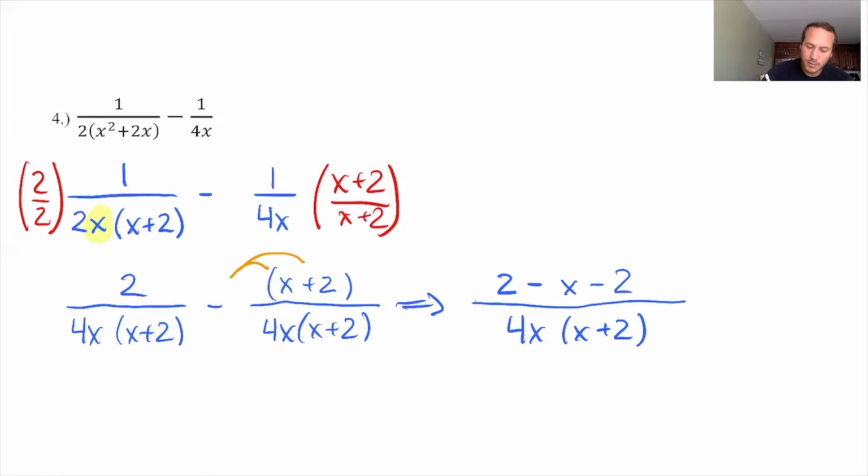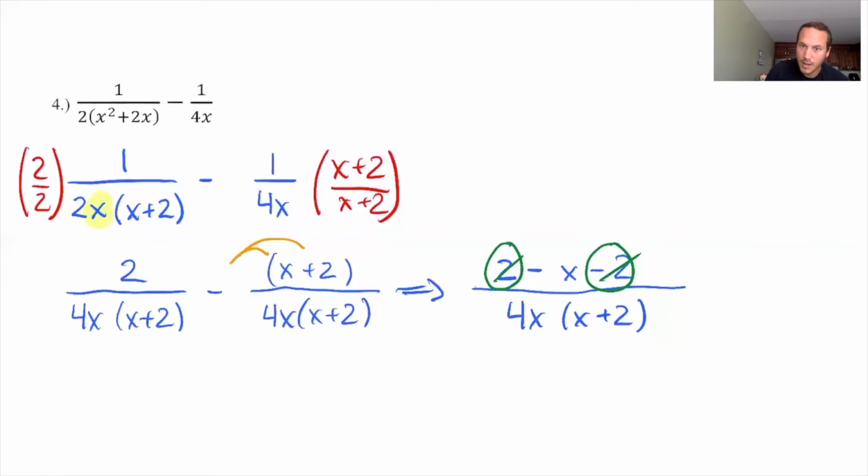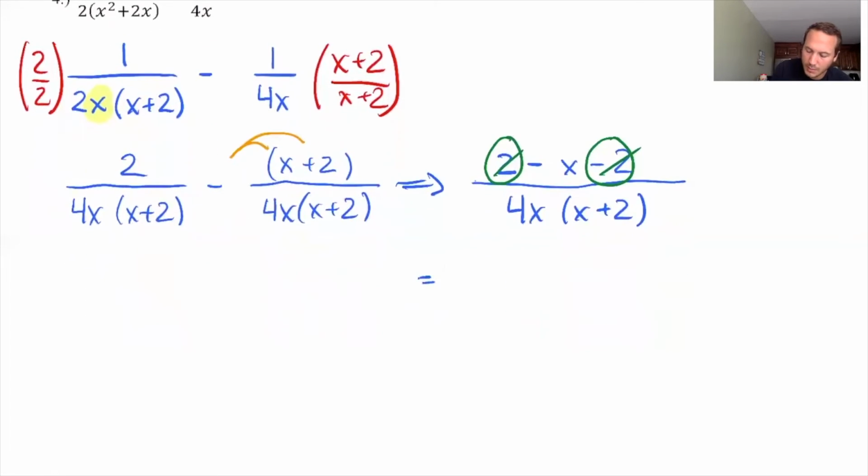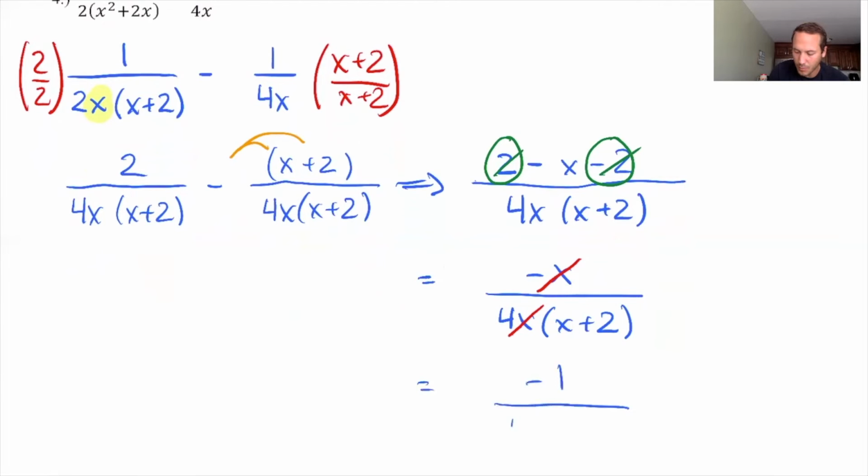What does that do for me? Well, similar to before, I've got a 2 here, a negative 2 here. Those go away. I have just a negative x up top over 4x, x plus 2. And then what can I do from there? This x can go away with this x. And my final answer is going to be negative 1 over 4 times x plus 2.